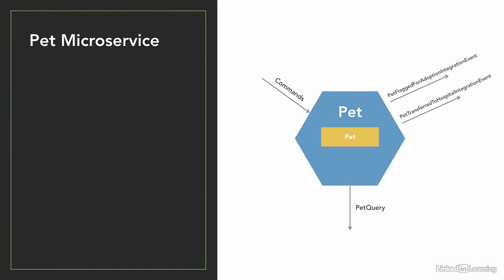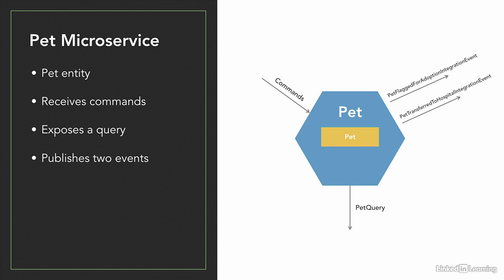The Pet microservice uses the Pet entity where all the domain logic is implemented. This microservice is able to receive commands to perform some actions and processes in the Pet domain model, and it also exposes a query. We can consider the Pet microservice as the core microservice in this course. This is because it publishes the required events for the other microservices to be useful. As I've already mentioned, it uses the Pet database that is a SQL Server database.